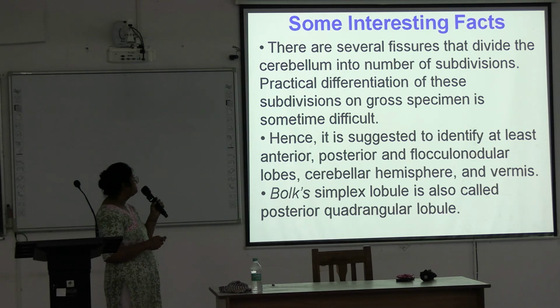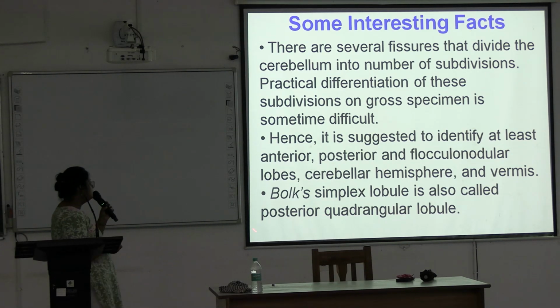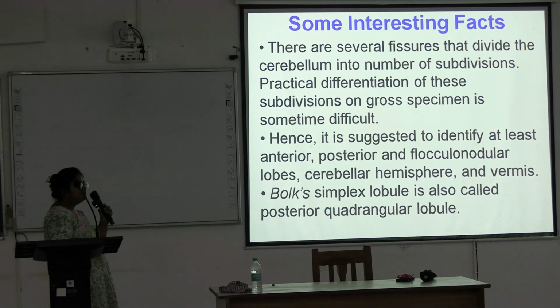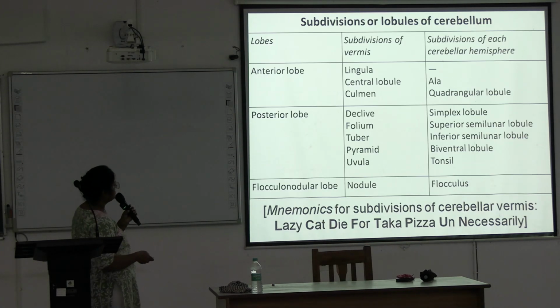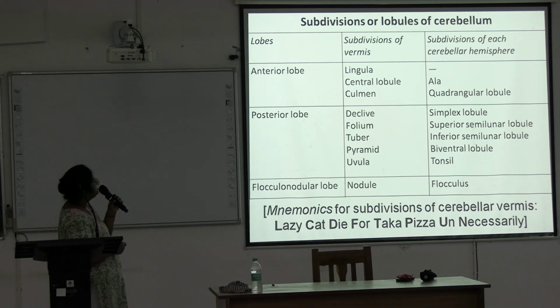This you must know. Next, Ball's simplex lobule is also called posterior quadrangular lobule. Okay. These are the subdivisions of vermis, lobes of the cerebellum and the corresponding part of the cerebellar hemisphere.